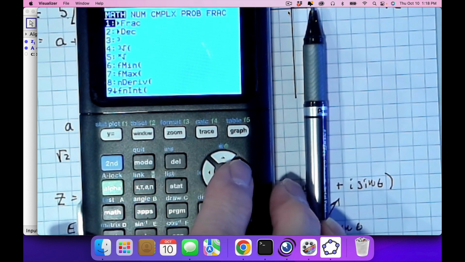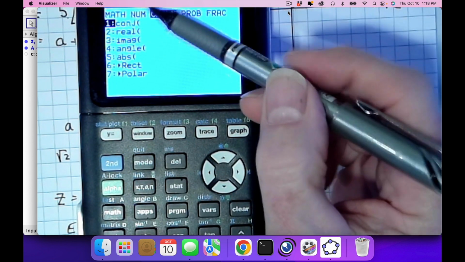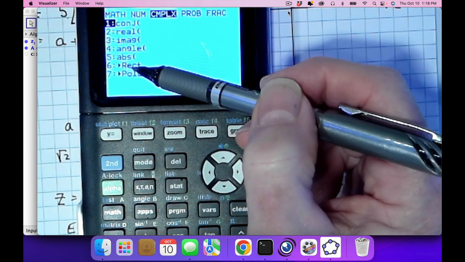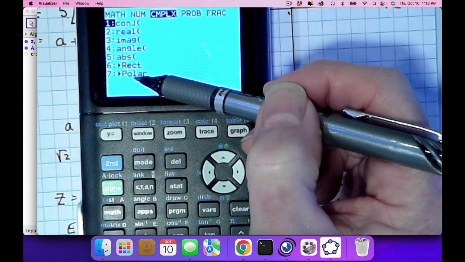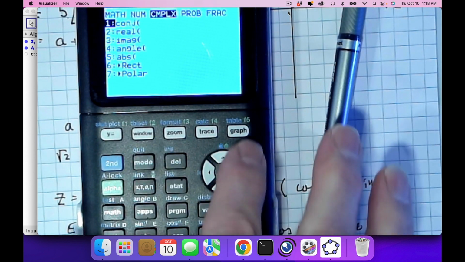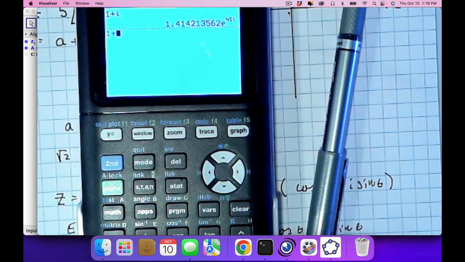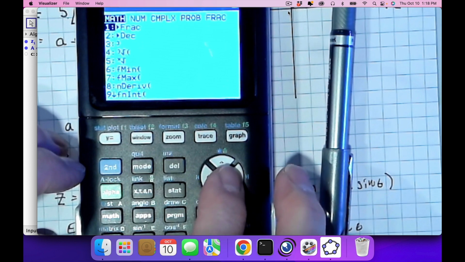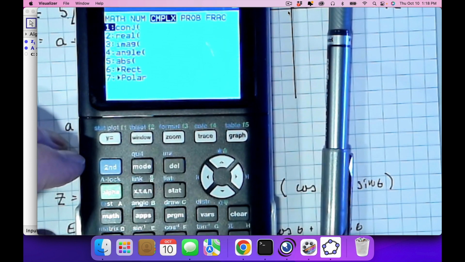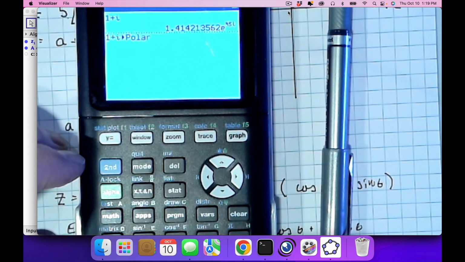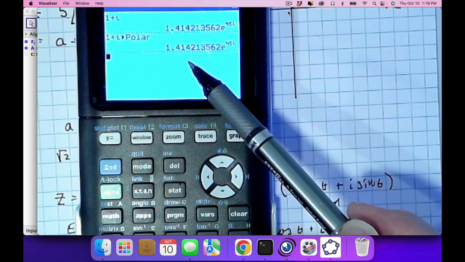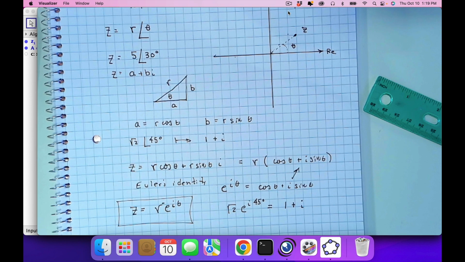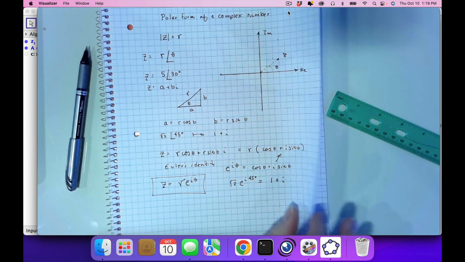We hit math, and go over to complex. See all the things we could do with a complex number. We could extract a conjugate, real part, or I can convert into rectangular or convert into polar. So if I do it this way, 1 plus i, and say go to polar, let's see what we get. That.